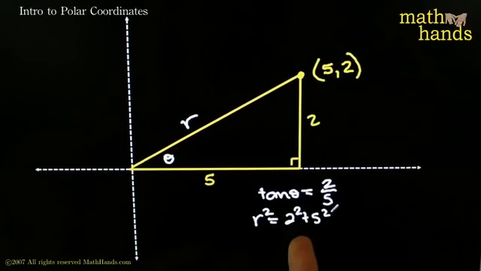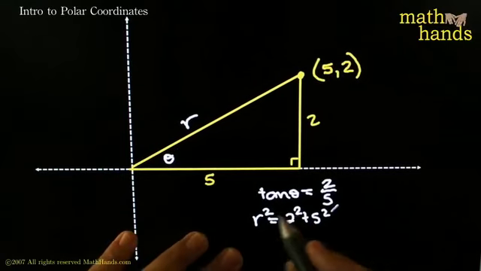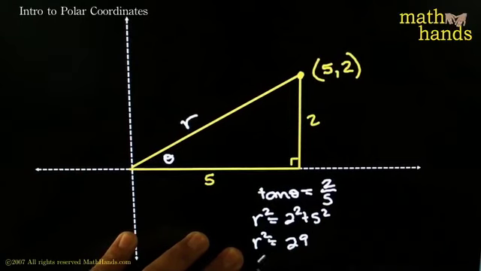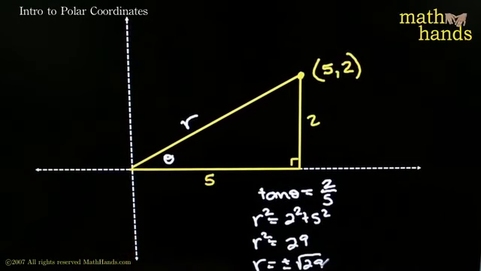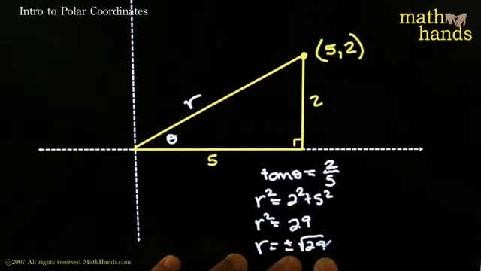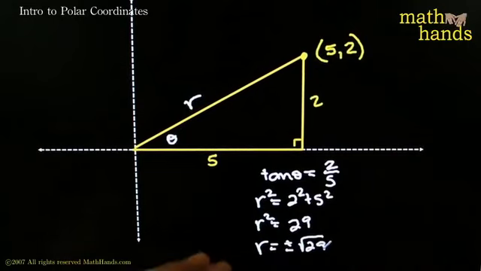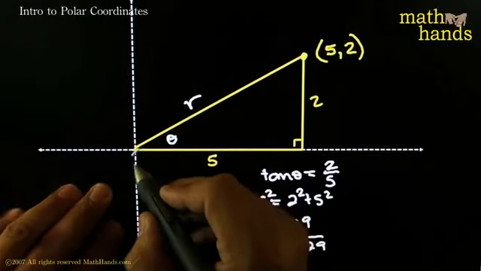Okay, that's all you need. But let's do it carefully. So r squared is equal to 25 plus 4, which is 29. So r is equal to plus or minus the square root of 29. Now let's think about this carefully. Which one is it, the positive or the negative? The answer is it could be both, the positive r or the negative r.